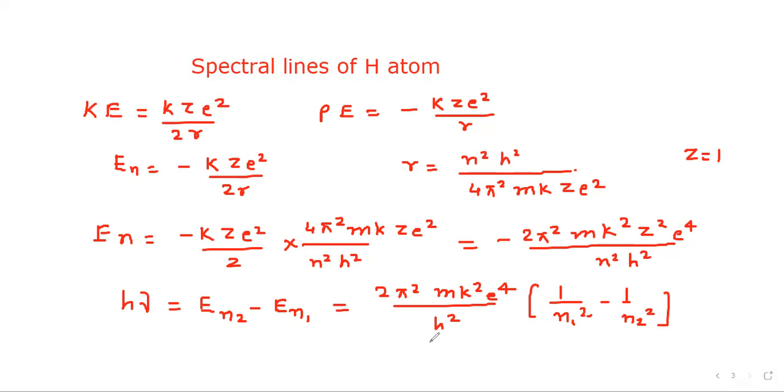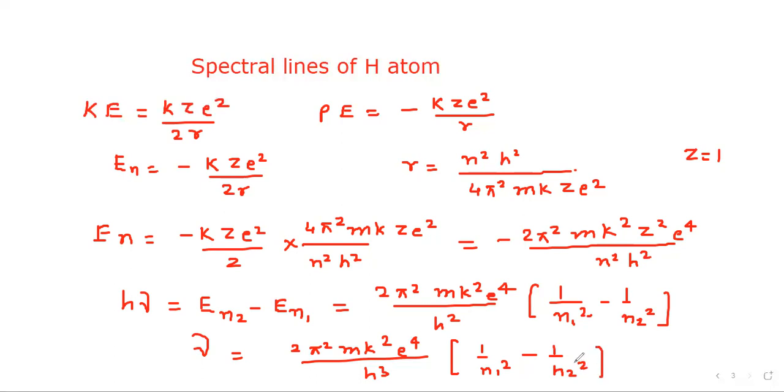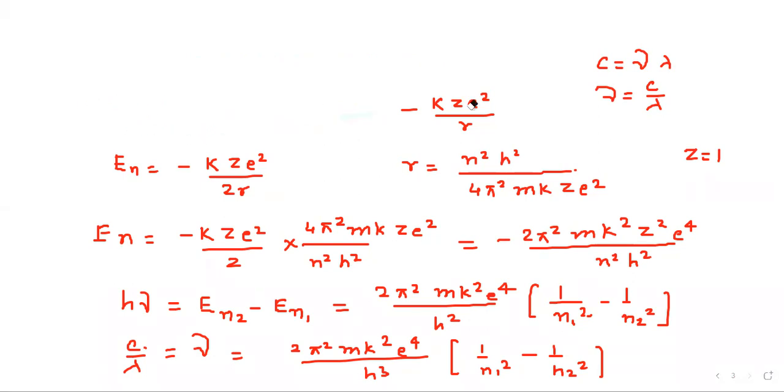Now, here this is h nu, and if we want to find nu, in that case we divide by h. So this h will become h cube. So 2 pi square m k square e power 4 divided by h cube times 1 upon n1 square minus 1 upon n2 square. Now we know that C equal to nu lambda. So nu can be replaced by C upon lambda, and then we divide each term by C.